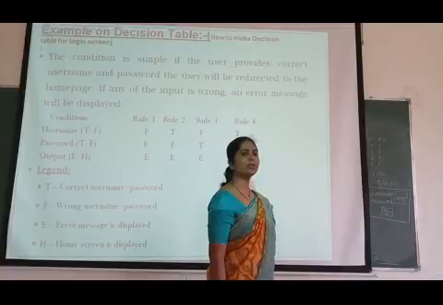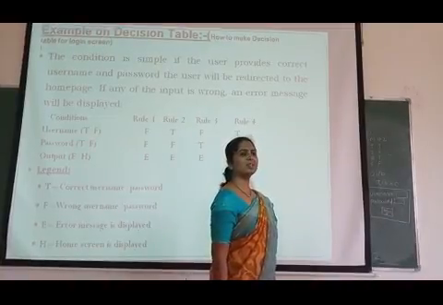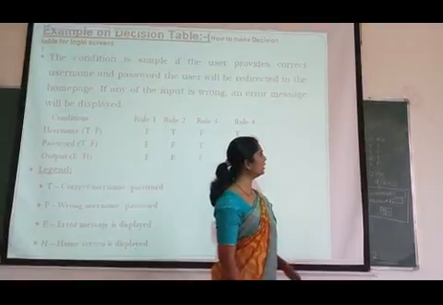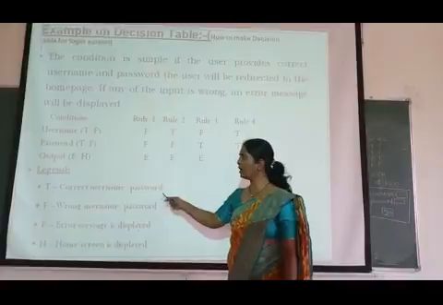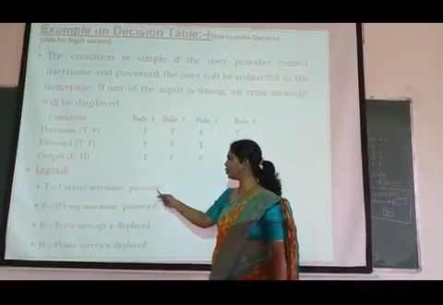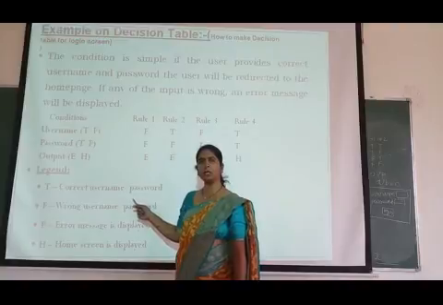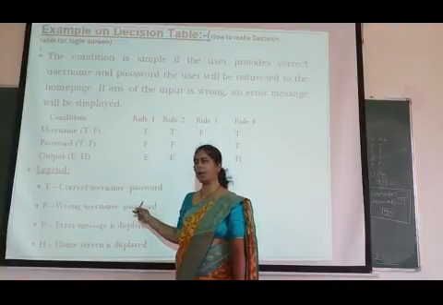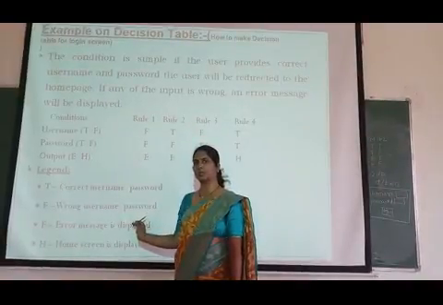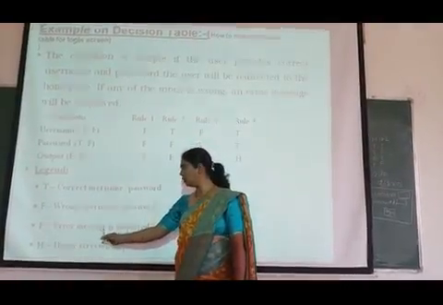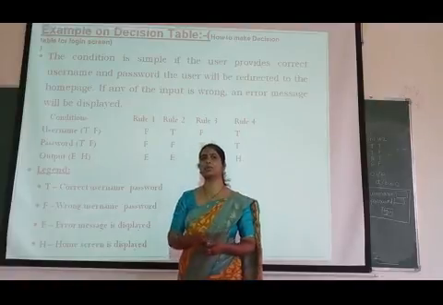We need to consider this because we want to design a decision table. So in this decision table, True means the correct username and password are entered. False means the wrong username or password is entered. E means the error message is displayed, and H means the home screen is displayed.